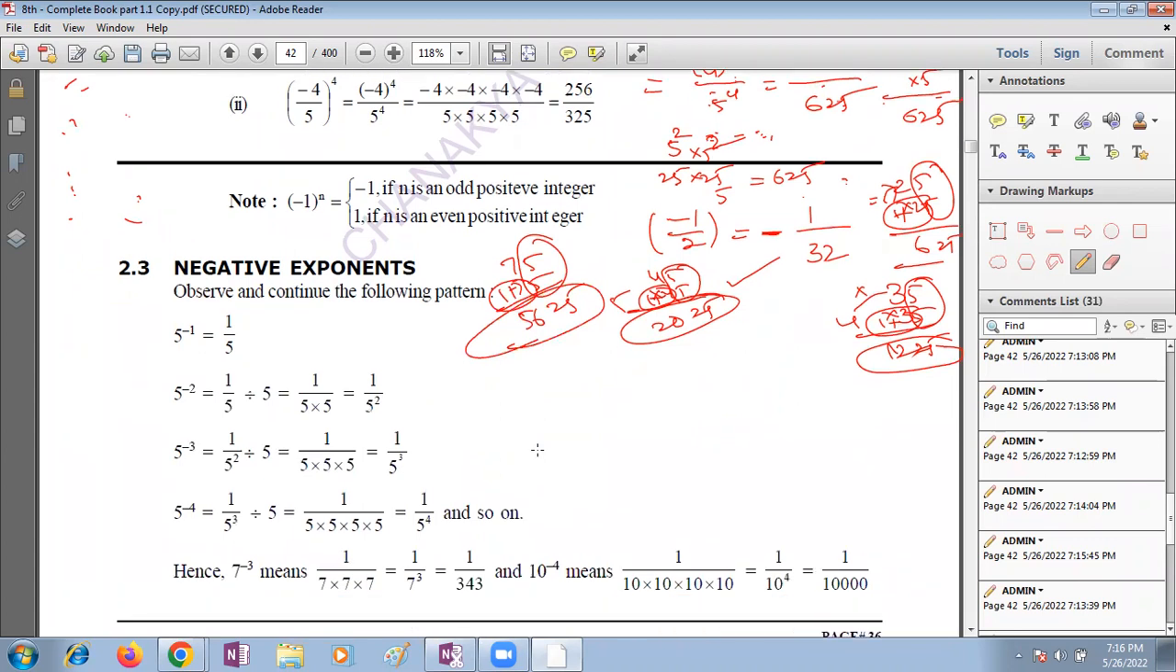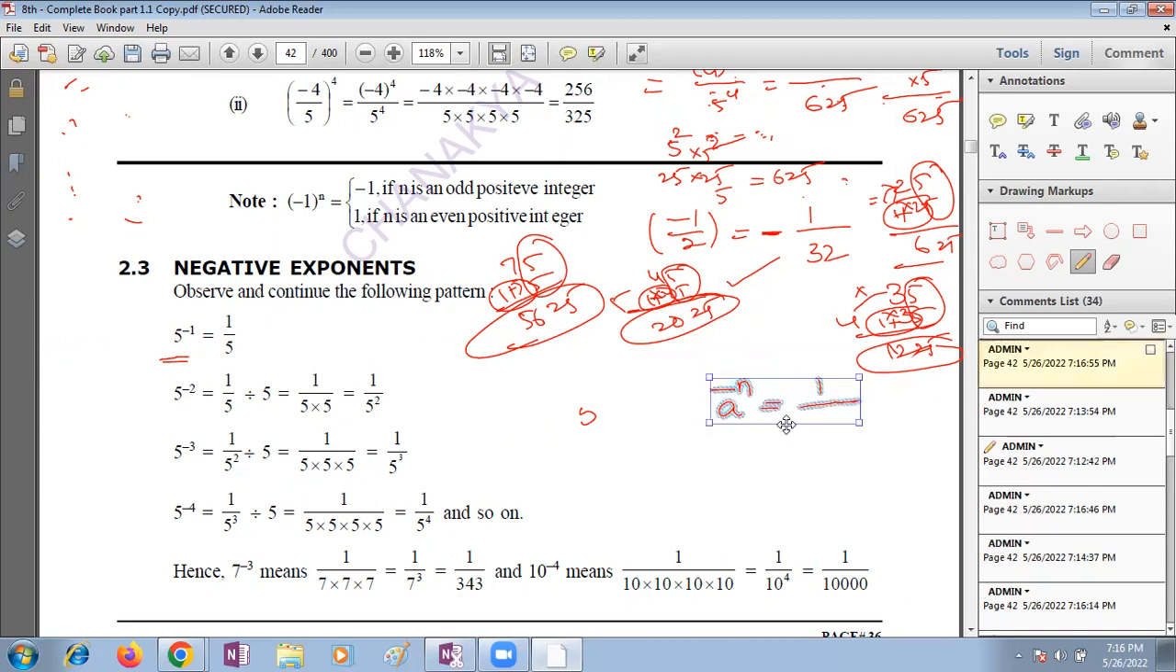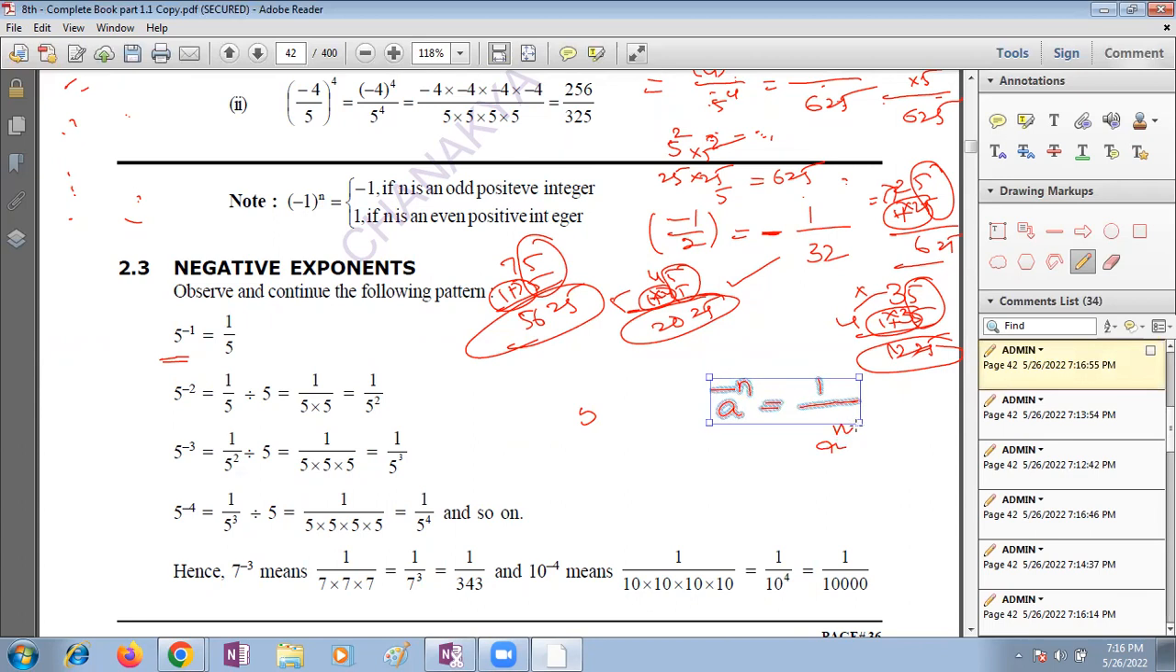And negative exponents are more important for children, especially in class 6. Negative exponents play a very important role. Suppose, for example, they gave 5 to the power minus 1. We know that a negative exponent can always be written as 1 divided by a power n. So 5 to the power minus 1 can be written as 1 divided by 5 power 1, which means 5 only.